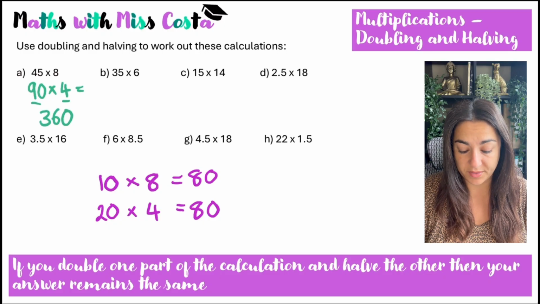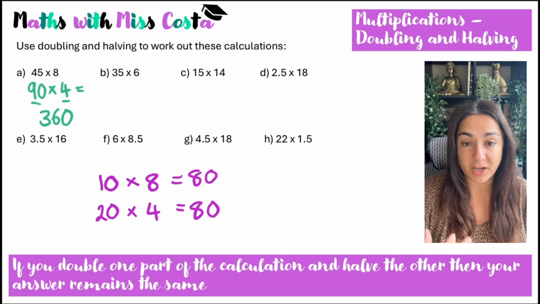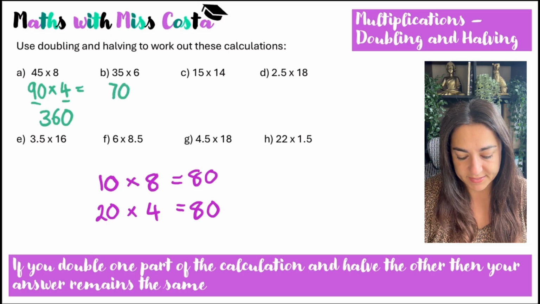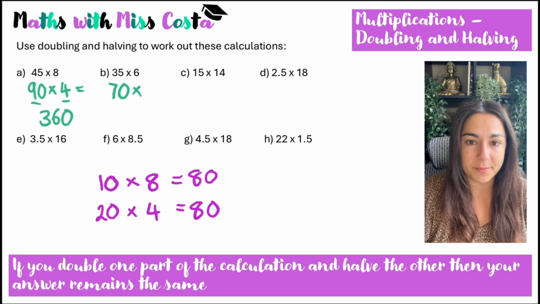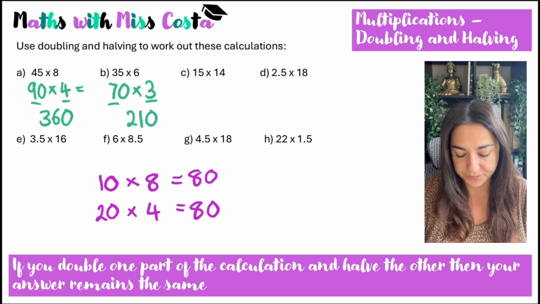Let's try again with 35 times 6. Well, 35 seems like a little bit of a tricky number, so if I doubled that, that would become 70. And because I've doubled the first part, I'm going to need to halve the next part. So 70 times 3, or 7 times 3 is 21, and I add the 0.